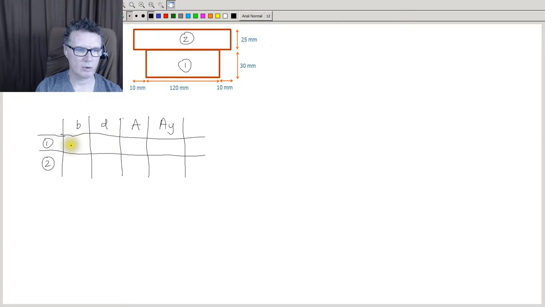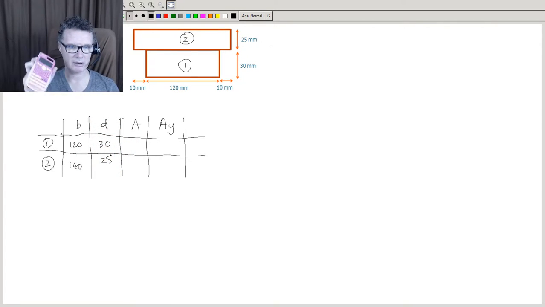So B is going to be 120. We're working in millimeters. 2 will be 140. D is going to be 30 and 25. Need my calculator. So 120 times 30. I should have done Y, so let's put that in there. 140 times 25.